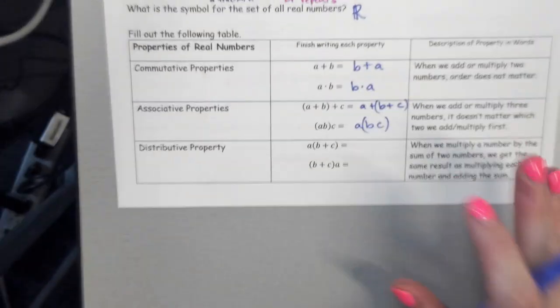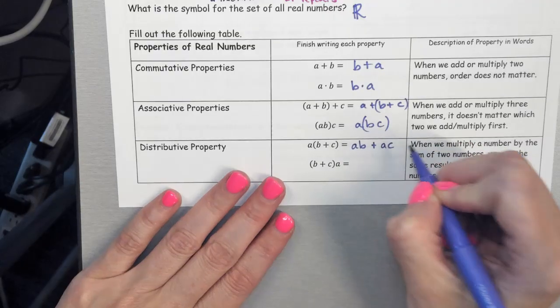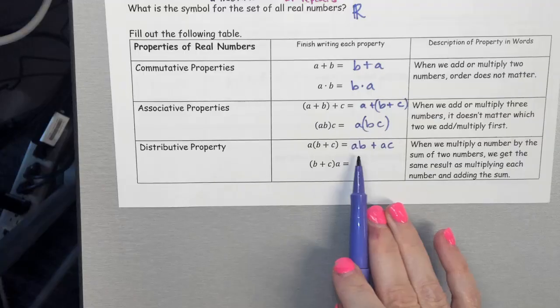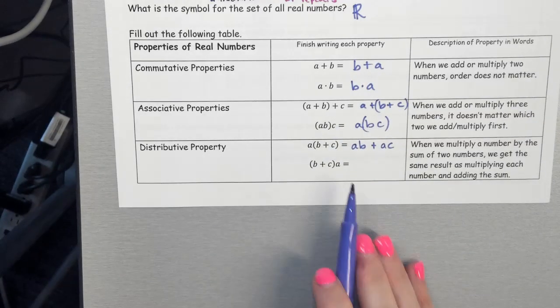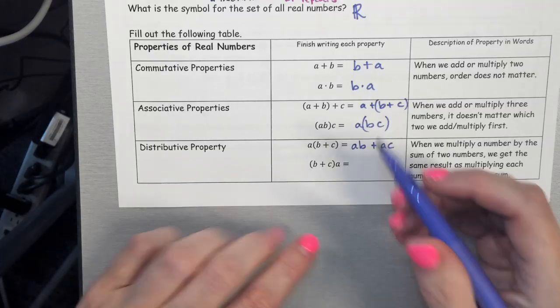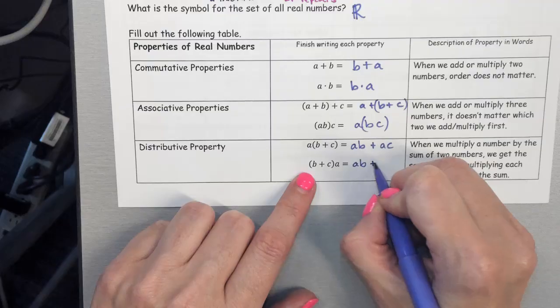Okay, and then the distributive property, you would have AB plus AC. The order that you write those in, like we just talked about, doesn't matter. AB is the same thing as BA. So if you wrote BA and CA, that's okay. I'm just always going to write them in alphabetical order. Same thing with this. I would write AB and I would write AC.